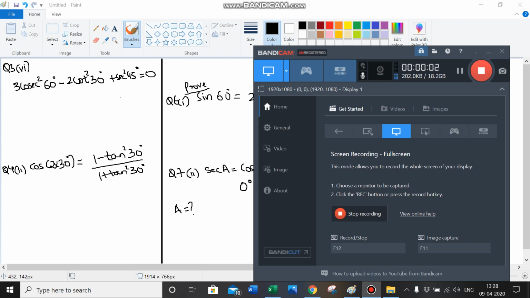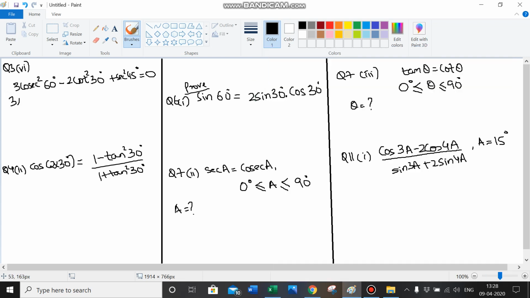So let's move on and solve some more questions. I'm on question number 3, part 6: 3 cosec square 60. So 3 multiplied with cosec 60 is 2 upon root 3. So this is 2 upon root 3 whole square minus 2 into cot square 30. Cot 30 is root 3, so root 3 whole square plus sec square 45. Sec 45 is root 2, so it is equal to root 2 square. This is my left hand side.